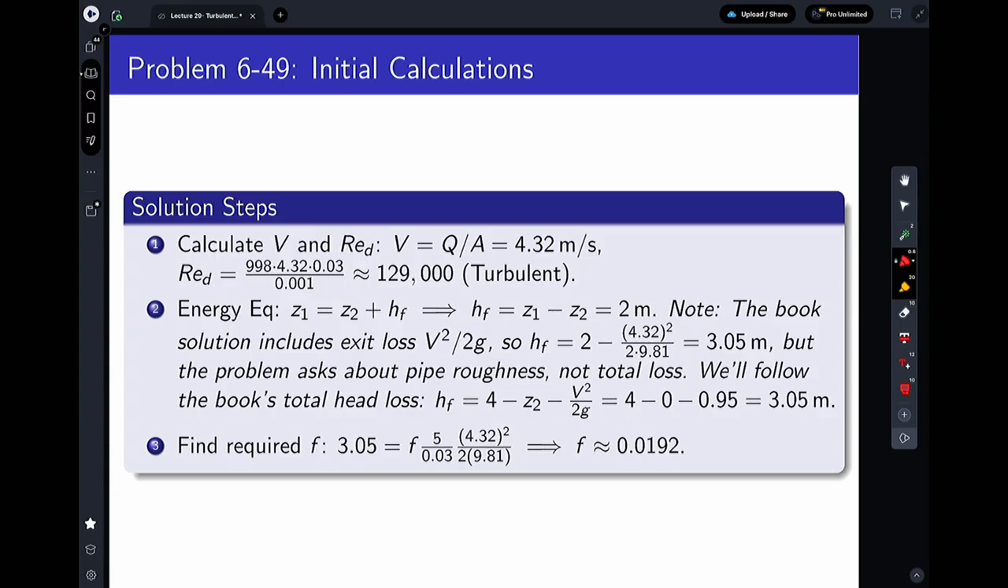So you can calculate your velocity by using Q divided by A, and you have 4.32 meters per second. Calculate your Reynolds number, and you have here a turbulent Reynolds number of 129,000, and you can use the energy equation. In this particular case, the height difference between the two is just going to be 2 meters.